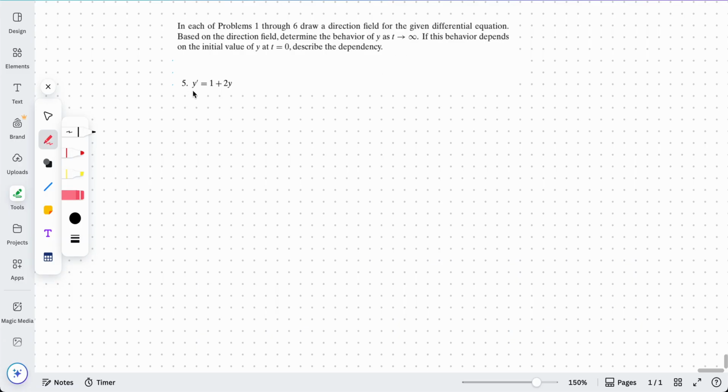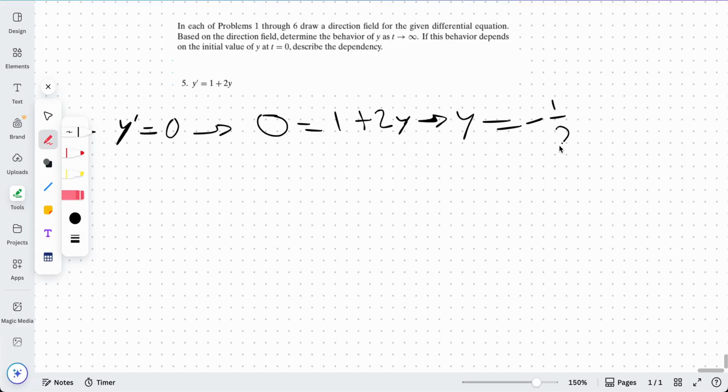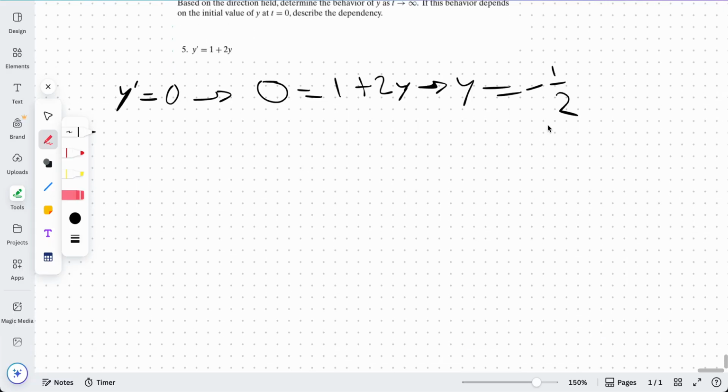So our differential equation is y prime equals 1 plus 2y, and the first step in drawing the direction field is finding our equilibrium solution. And this happens when y prime equals 0. So plugging that in, we get 0 equals 1 plus 2y, right? And all we're trying to do is just solve for y. So we get y equals negative 1 half. So that is now our equilibrium solution, and you'll see what this means in just a sec.